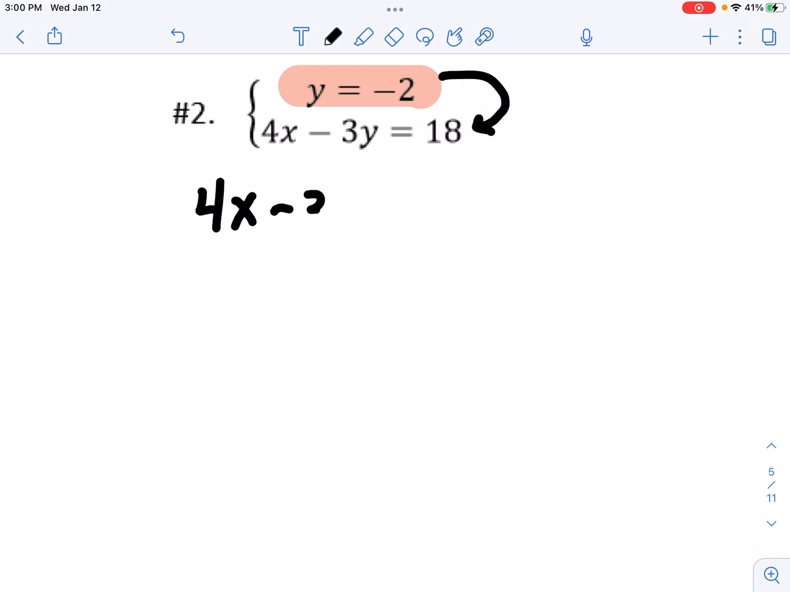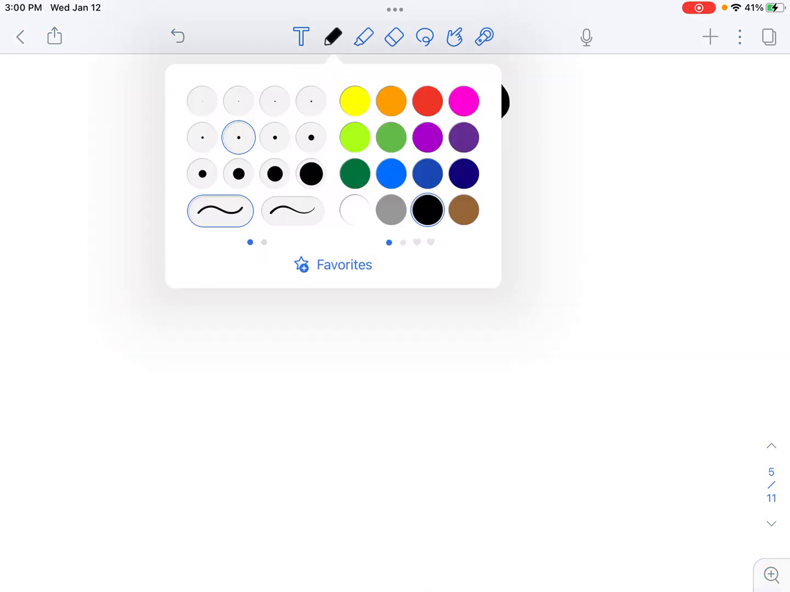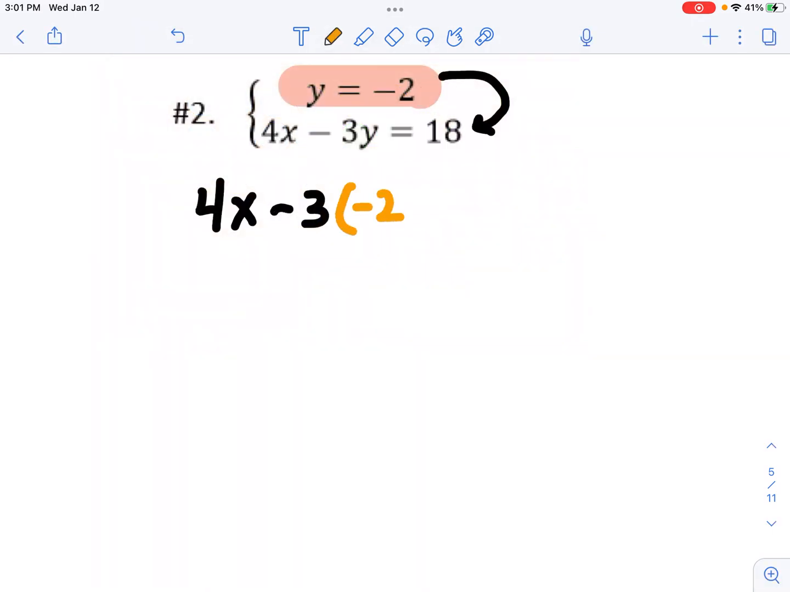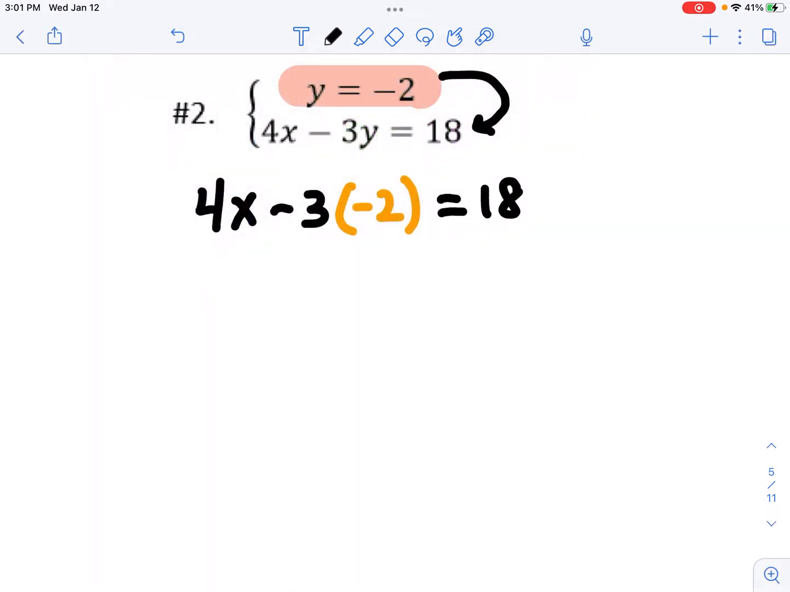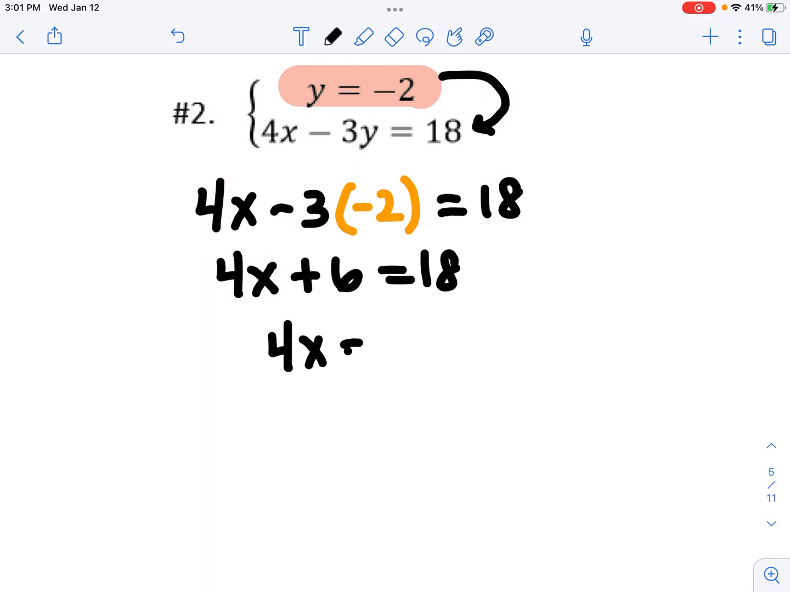So I have 4x minus 3 times negative 2 is equal to 18. And you don't need to use different colors. I'm just doing it there to really color coordinate. So 4x minus 3 times negative 2 gives you positive 6 is equal to 18. I'm going to subtract 6 on both sides. I'm left with 4x equals 12, x equals 3.